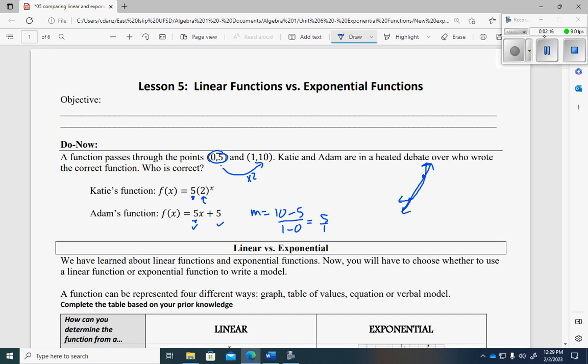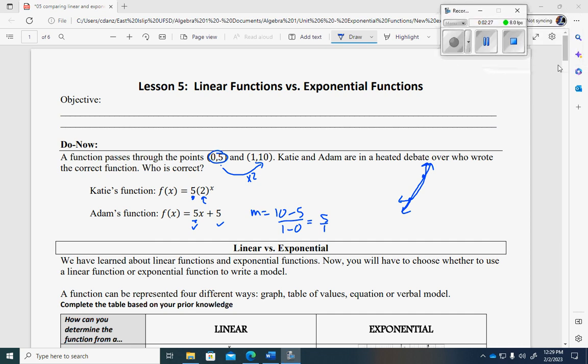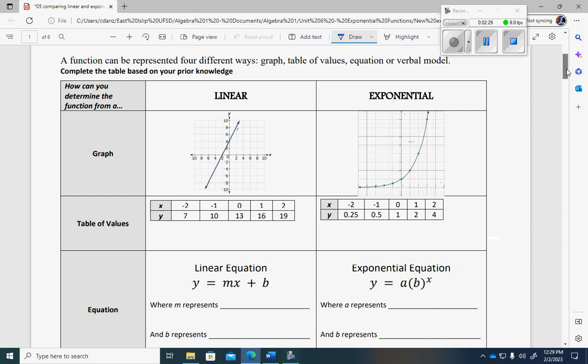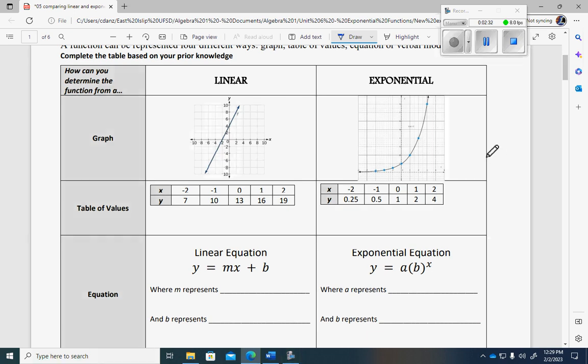So let's look at what we know about exponential and linear functions so that we can always determine which is what. We can tell if something is linear by the look of the graph. What is it that we see in this graph? Well, we see that it's a straight line.